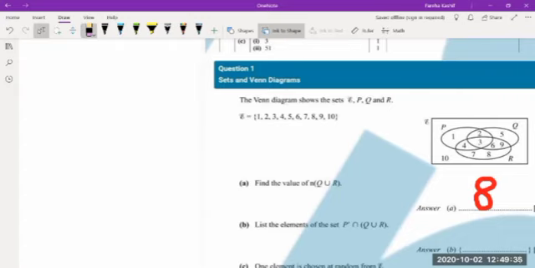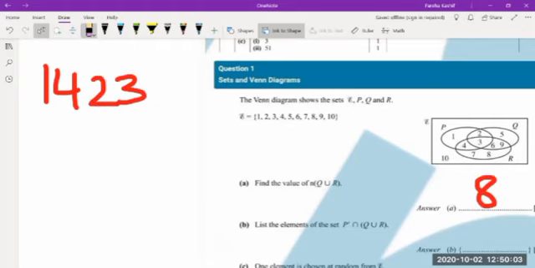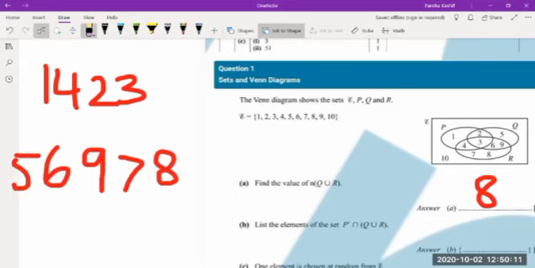Then list the elements of the set P complement intersection Q union R. Where does Q union R, everything in Q and R, intersect with everything outside P? P contains 1, 4, 2, and 3. We cannot use 1, 4, 2, and 3. Apart from 1, 4, 2, and 3, what is there in sets Q and R? We have 5, 6, 9, 7, 8. So that becomes our answer: 5, 6, 9, 7, 8.